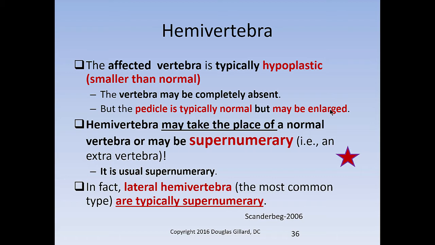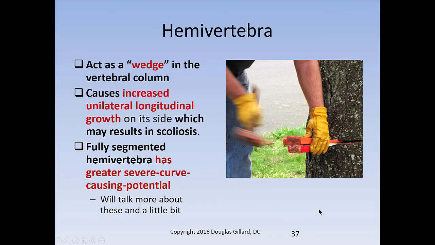But more often than not, it's an extra bone that shouldn't be there. It's just the body has formed an extra bone. So that's called a supernumerary hemivertebra, and that's almost always the case. In fact, the lateral hemivertebrae are typically supernumerary. That's pretty much undisputed.